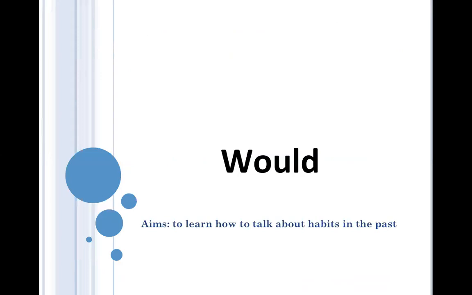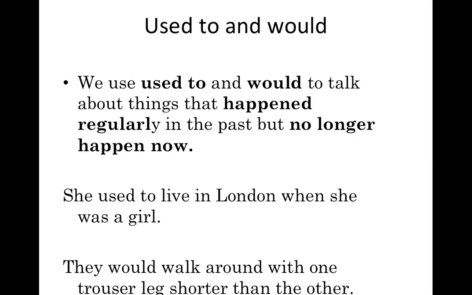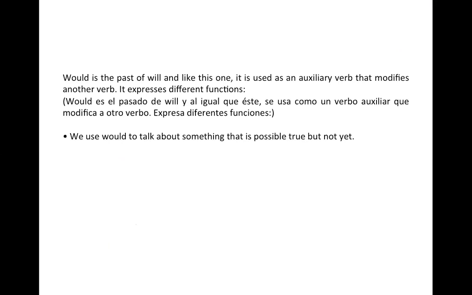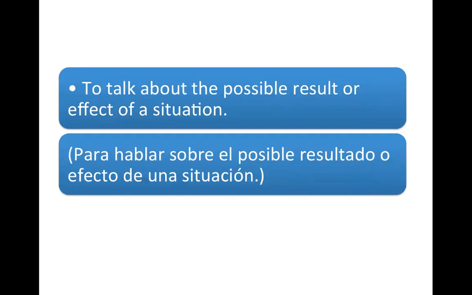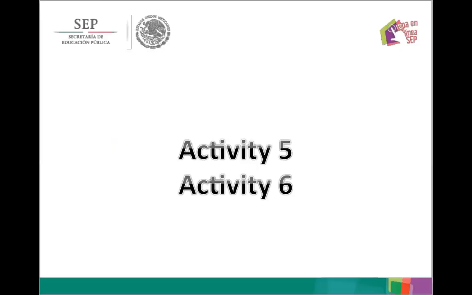Well, to learn how to talk about habits in the past, you can use used to and would to describe something that happened in the past but in this moment is not happening. For example, we used to live in London when she was a girl. They would walk around with one trouser leg shorter than the other. Would is the past of will, and like this one, it's used as an auxiliary verb and modifies another verb. We use would to talk about something that is possible, true, but not yet.